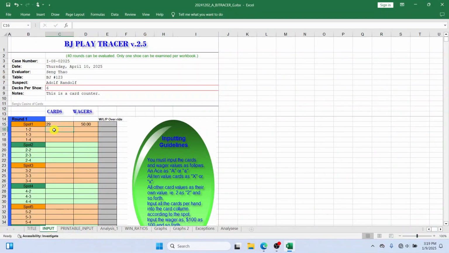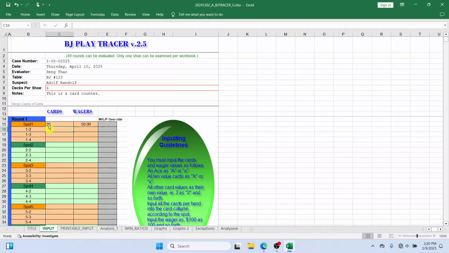For example, the way this works is you'll have the rounds, which are on the left side here. You'll make your inputs in the column here, and then you input the wagers here. There is a column here that is the override column, so you can input W, L, or P, win, loss, push. That's to override the automatic calculating analysis that the software does for you.